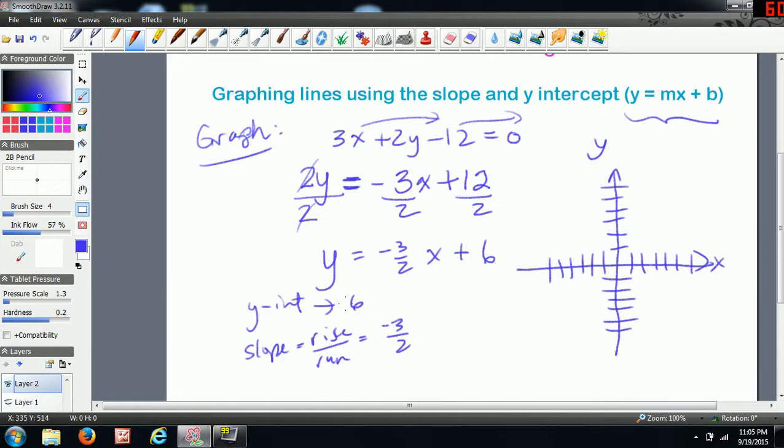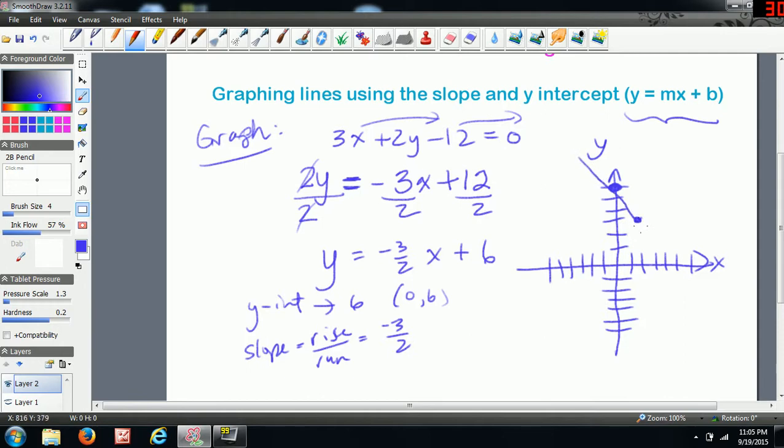Okay, so the y-intercept is 6, so that is when x equals 0, so that gives me this point here. 1, 2, 3, 4, 5, 6. So I draw my y-intercept first, and then my slope is negative 3 over 2. So that means I have a rise of negative 3, so I move down 3 units, and a run of positive 2, so I move over 2 units, and then I put in a point there.